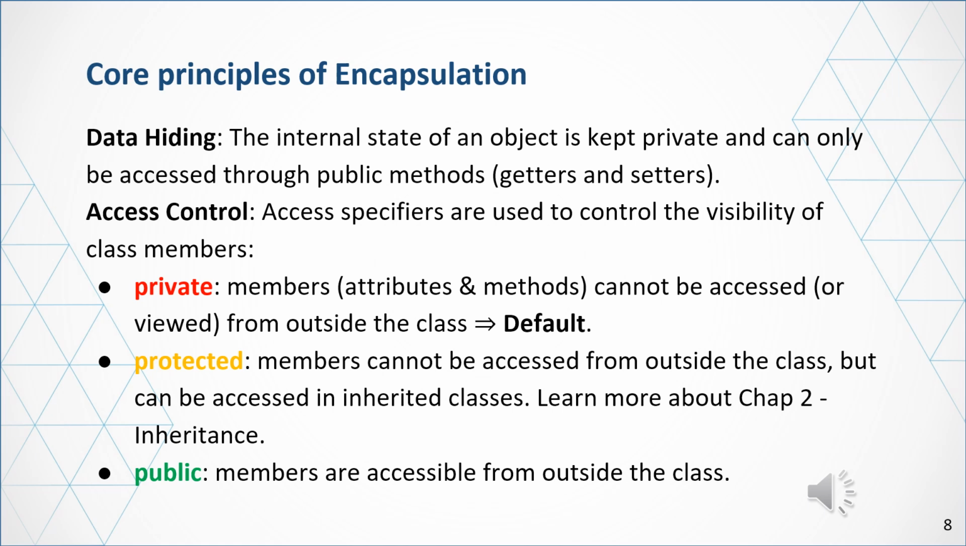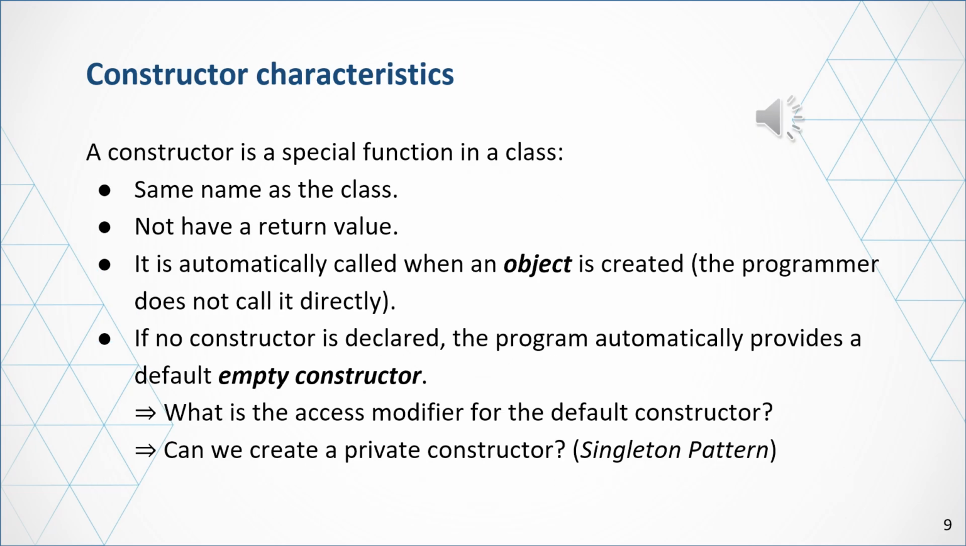Data hiding and access control are essential for building robust, maintainable, and secure software. When we create objects in object-oriented programming, we often need to initialize them with specific values. That's where constructors come in. A constructor is a special function within a class, and it has some unique characteristics. It shares the same name as the class itself, and interestingly, it doesn't have a return value, not even void.